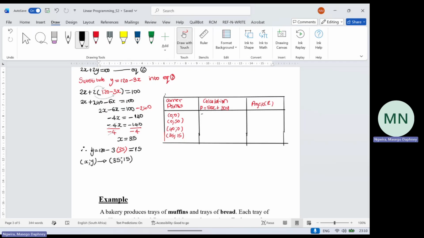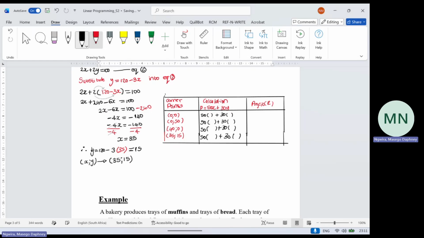So we have 50, and then we're going to substitute x, and then plus 30, then we put y, and then we get the answer. So I'm just going to write these first so that I can just substitute, so that it can be easier instead of writing the whole thing. Okay. Then lastly, I'm just going to substitute.